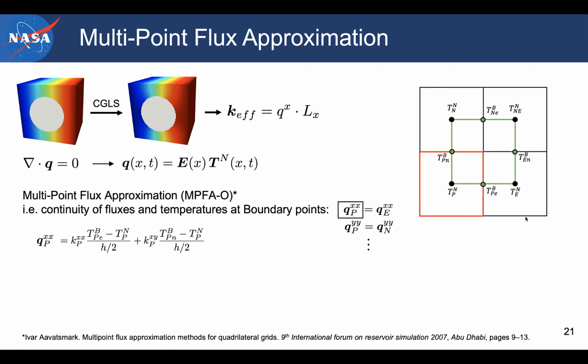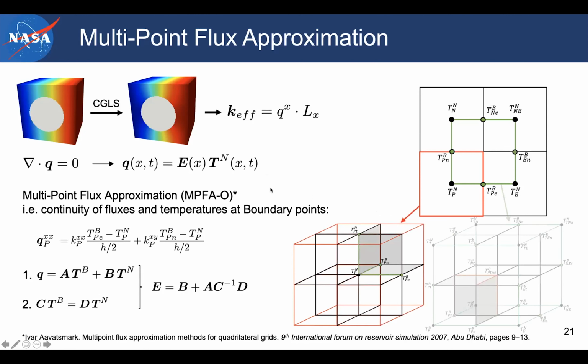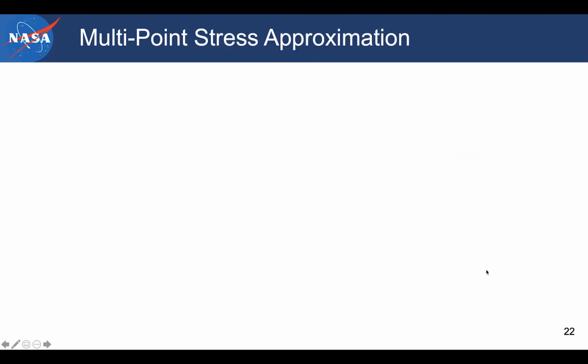So this is just explaining how you would enforce the continuity of fluxes and temperatures. You can create a local system of equations that can be inverted in order to obtain this transmissibility matrix, which relates your fluxes to the temperatures. The similar approach that I explained in 2D can be applied in 3D.